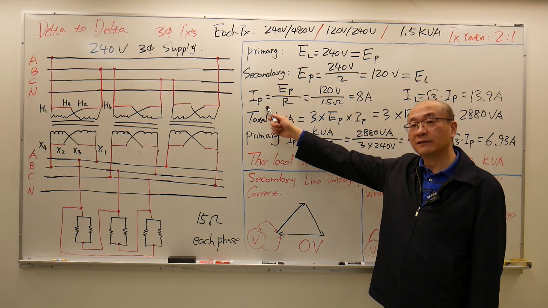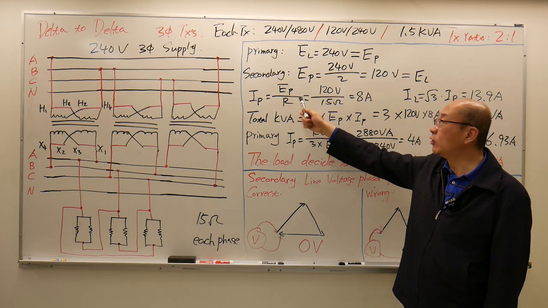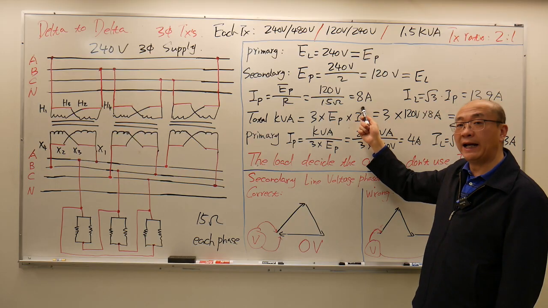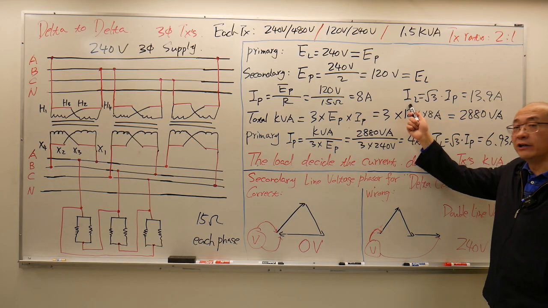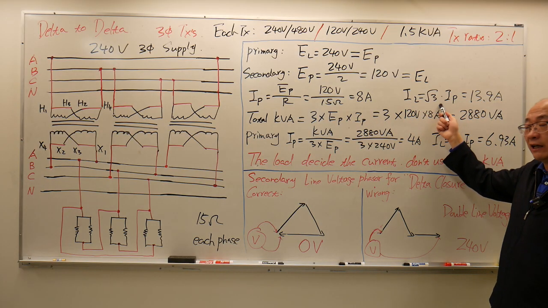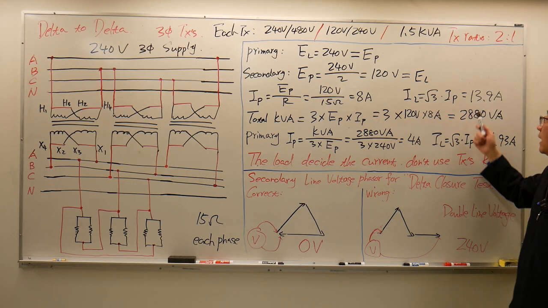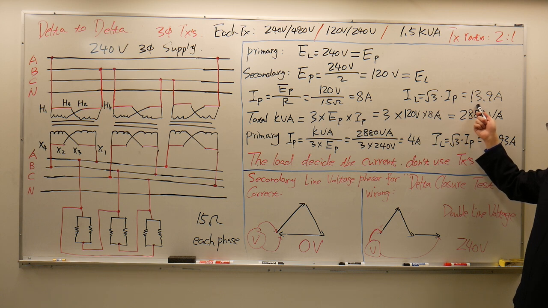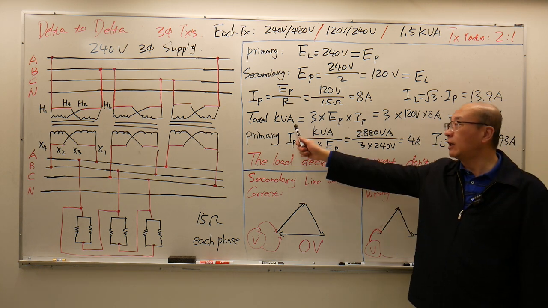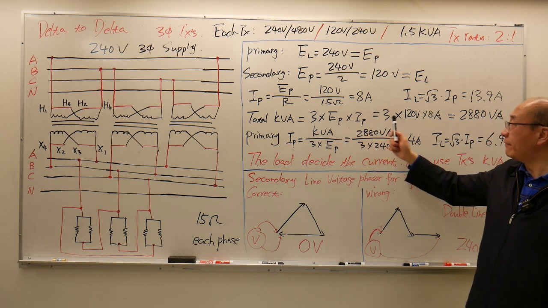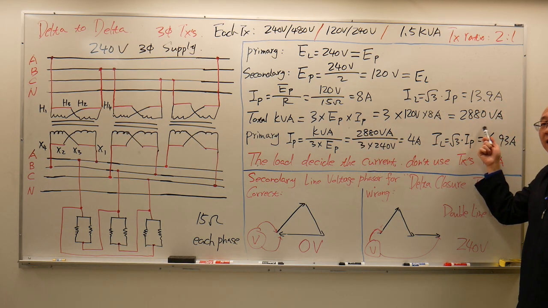Now I can calculate the phase current for the load. Phase voltage divided by resistance, 120 volts divided by 15 ohms, gives me 8 amps. Line current is √3 higher for the delta connection, so √3 times 8 amps gives me 13.9 amps. Total kVA for the load, 3 times E phase times I phase, gives me 2880 VA for the resistive load. It's also 2880 watts.